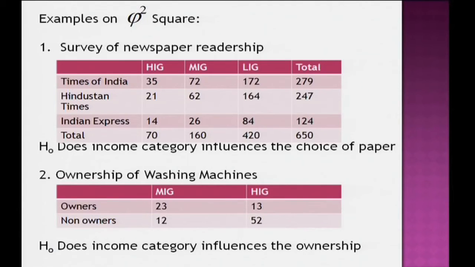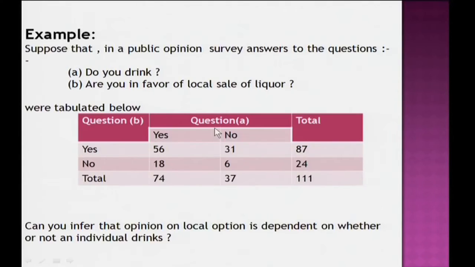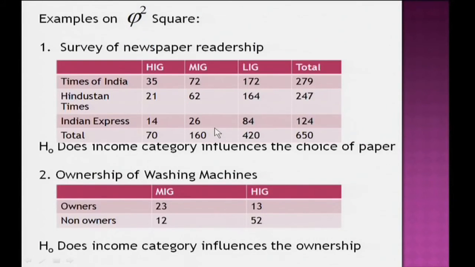So, again you can calculate, these are observed data, tabulated expected data, say for 26 if you need to calculate, that data would be 124 into 160 by 650.